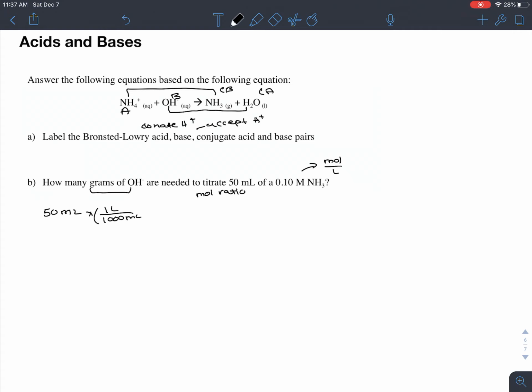I take my 50 milliliters and convert. Then use my molarity. And now go to moles of OH. And before I do that, I have to make sure I'm balanced. Let's see, 1 nitrogen, I have 5 hydrogens on both sides, 1 oxygen. So it's a 1-to-1 ratio, so 1 mole OH over 1 mole ammonia. Then I can use my mass to get grams.